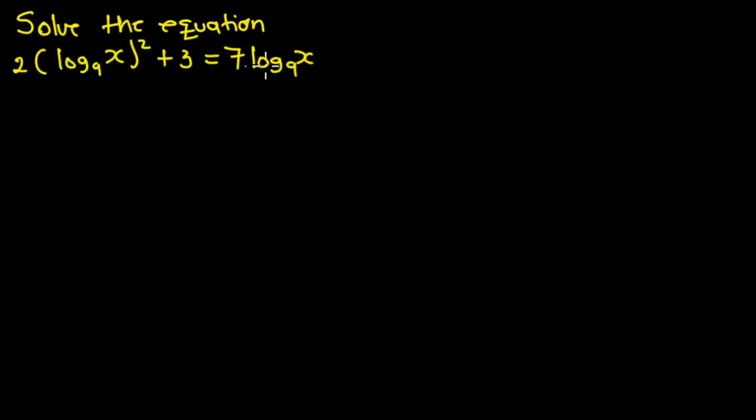In this video, we want to solve this equation: 2 multiplying (log of x base 9) all squared, plus 3, is equal to 7 multiplying log of x base 9. So stay tuned and let's learn together.